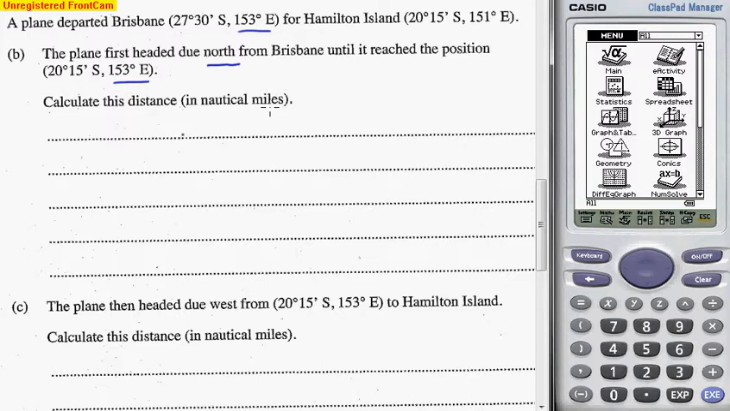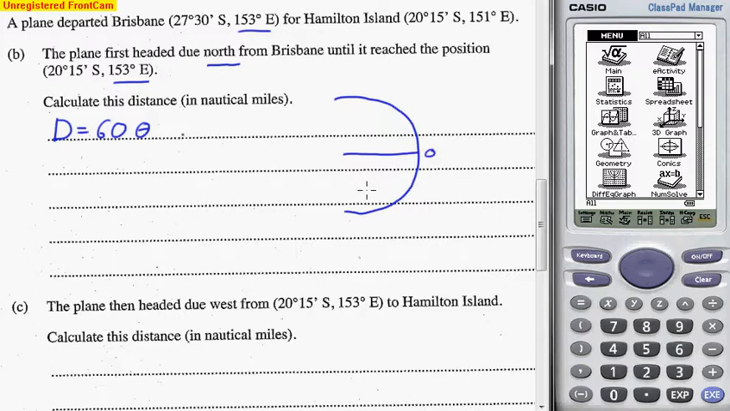The equation we use for finding nautical mile distance is that the distance is equal to 60 times the angle in between them. So I just have to find the angle in between them. The picture that I'll draw for that is this one. This sort of semicircle represents the 153 degrees east line. I'll put in the 0, that's the equator.